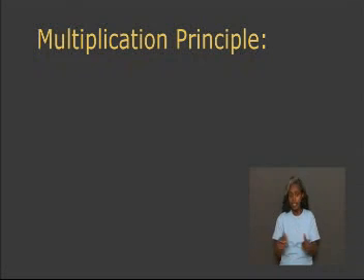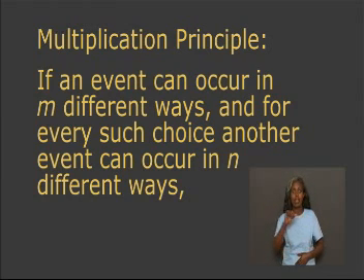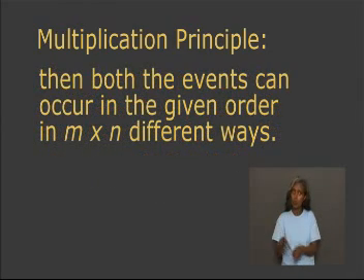The first is called the multiplication principle. This means that if an event occurs in m ways and another event occurs in n ways, then the 2 events can occur in m times n ways. Here is an example.